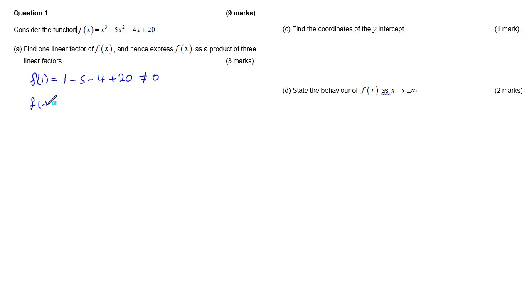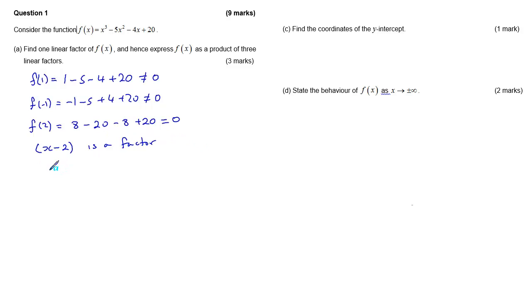What about f of negative 1? That would be negative 1, take 5, add 4, add 20, and that's not 0. What about f of 2? That would give me 8, take away 20, take away 8, add 20, and that is equal to 0, and that tells us by the factor theorem that x minus 2 is a factor.